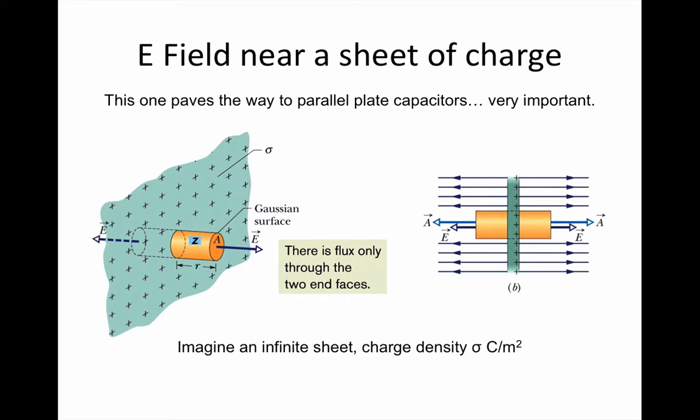So we are imagining an infinitely large sheet of charge, and the surface charge density is sigma coulombs per square meter. Again, we've chosen a cylinder for our Gaussian surface, and the good thing is you can see from the side view that since all the electric field is going horizontally, only the ends of the cylinder will have electric field coming out through them. The whole curved surface of the cylinder has no electric field lines going through it at all, and so it won't contribute anything to the electric flux coming out from that cylinder.